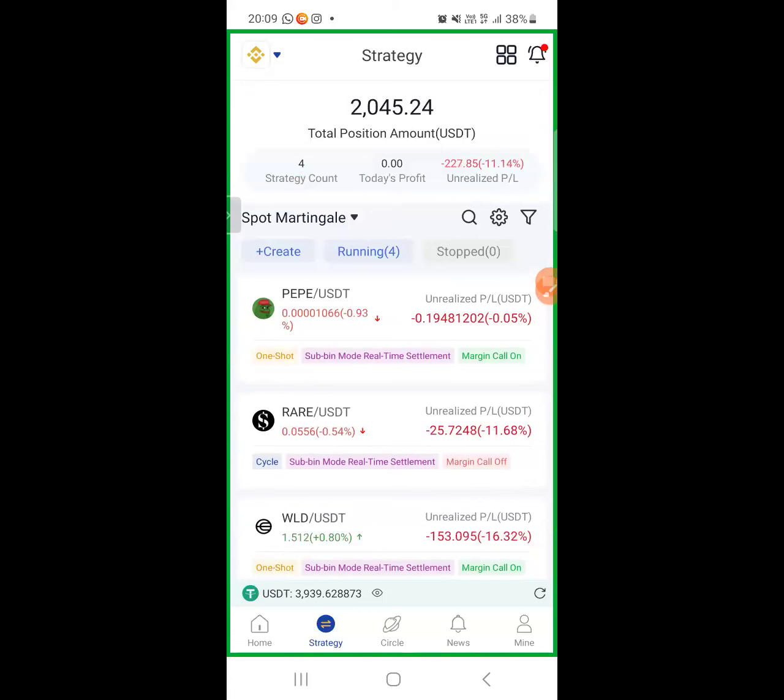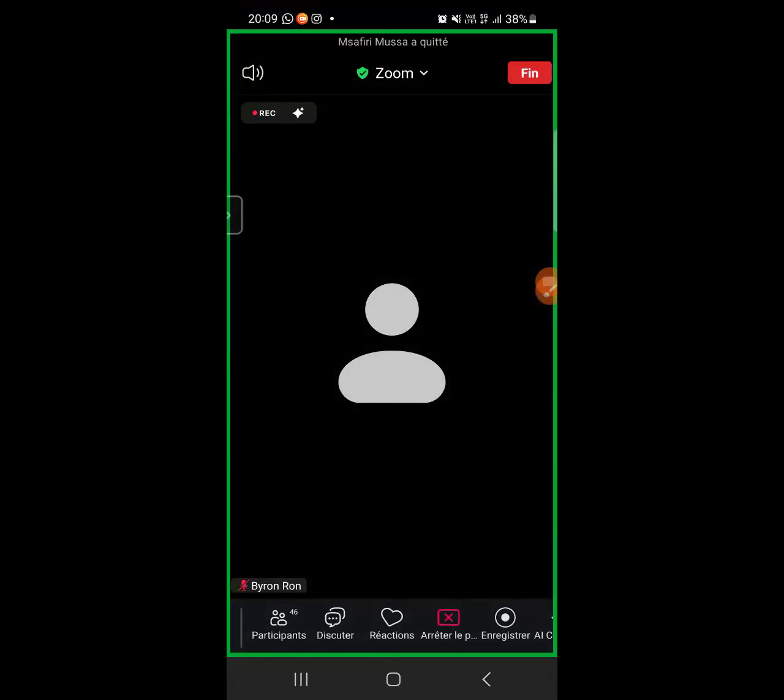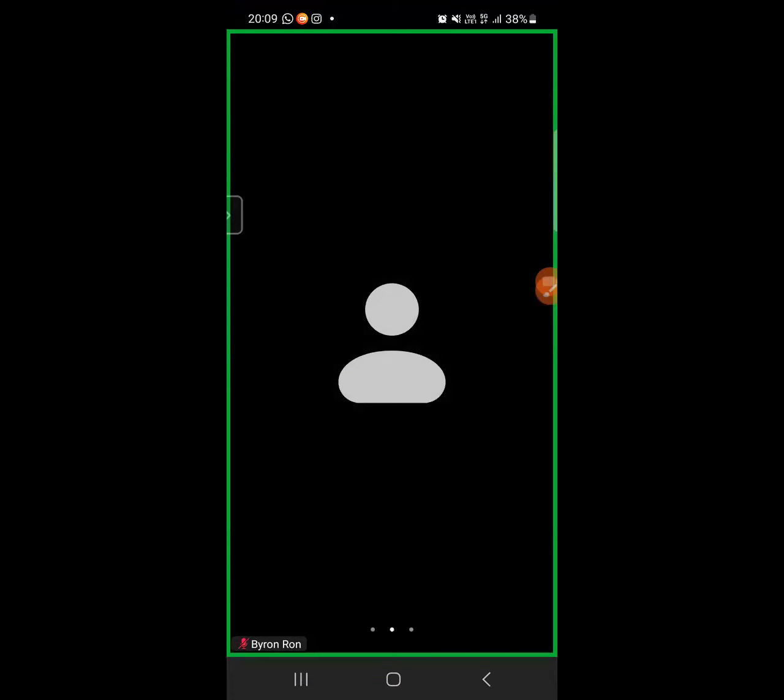But in futures, you have to be very careful because futures is high risk. In futures trading, we make big, good, huge profit, but with high risk. If you are too greedy or you don't make proper settings for your trade.